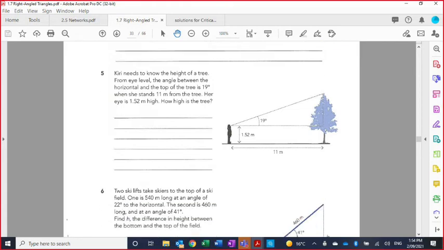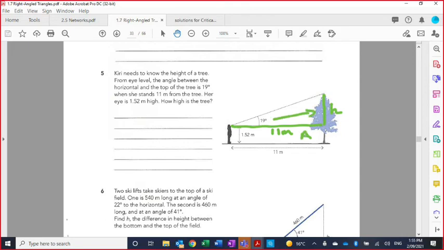Just look at this one. This one is a good one because they give you some information about eye level. So this 1.52 meters doesn't figure into finding this height. Okay. Now this length does. It's still 11 meters here, right? So if you're looking for this height here, that's an opposite and adjacent situation.